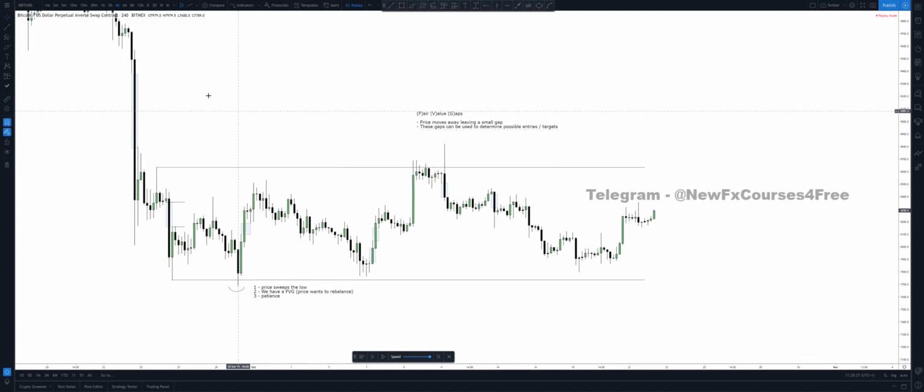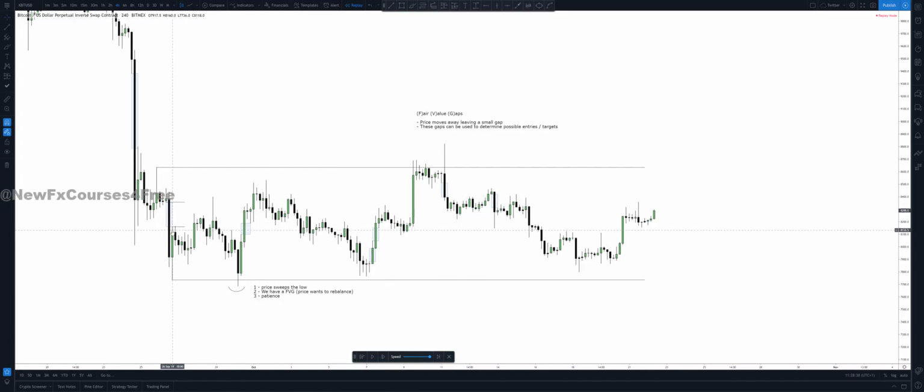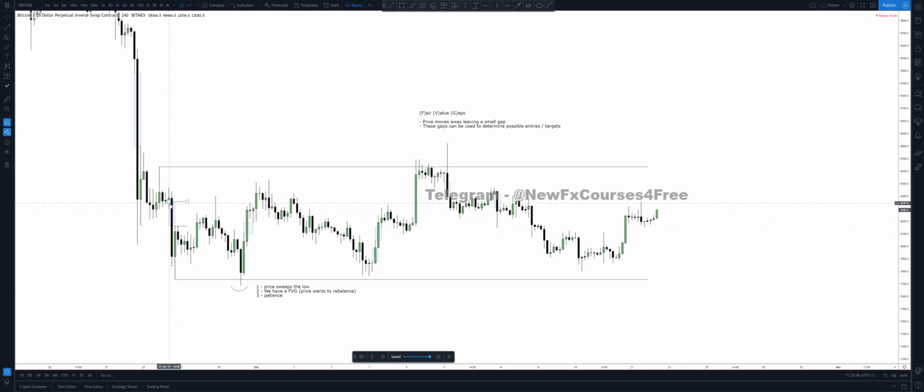So I've marked out some fair value gaps right here with the blue boxes. And as you can see, price moves away and it leaves a gap between the next candle and the previous candle. So if we mark it out with a line, like I did right here, we can see that it leaves a gap. And often when price leaves a gap like this, it will want to rebalance itself.